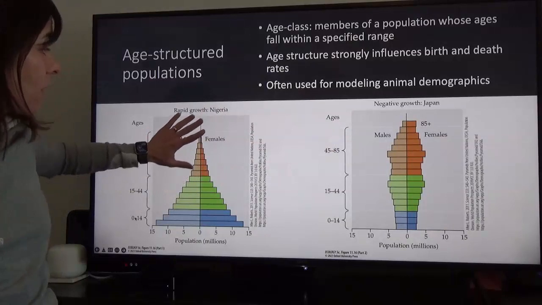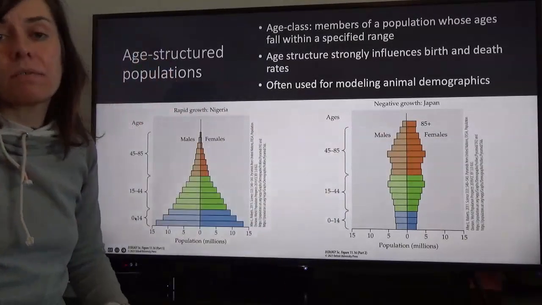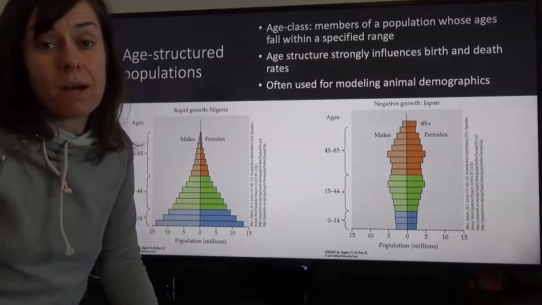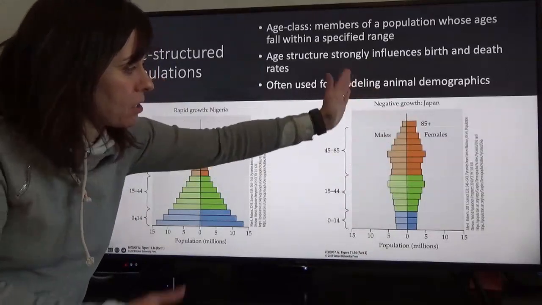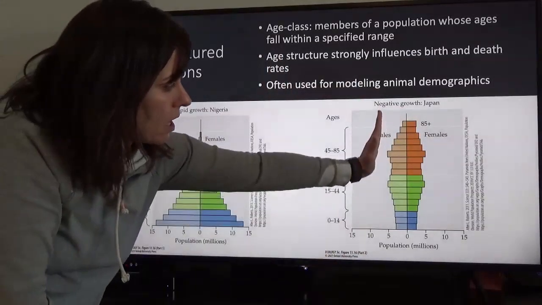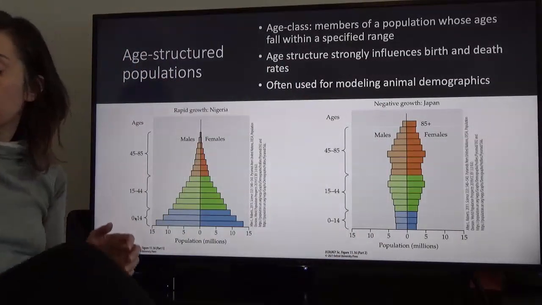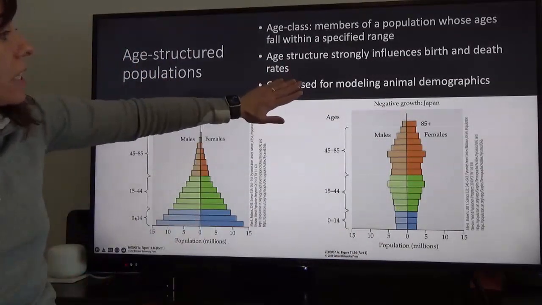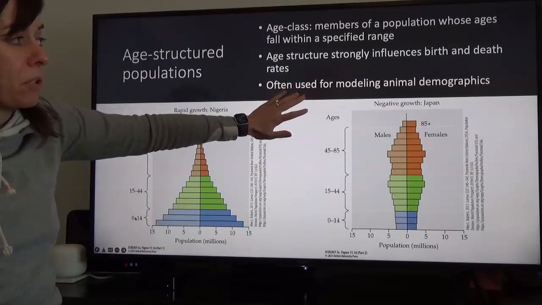On the one hand, we have rapid positive growth in Nigeria, and on the other hand, we have negative growth, or a decline in population size, in the Japanese population, as you can see from these higher numbers up here and lower numbers down here. Okay, so this is age structuring. And we often use age structuring to model animal demographics.